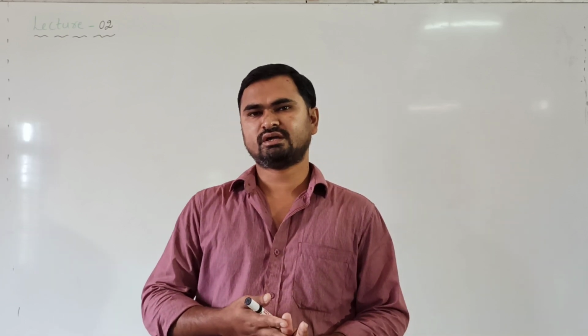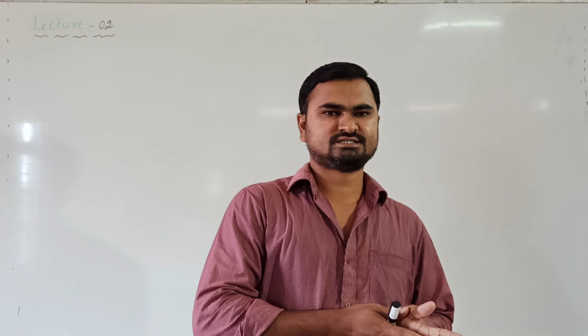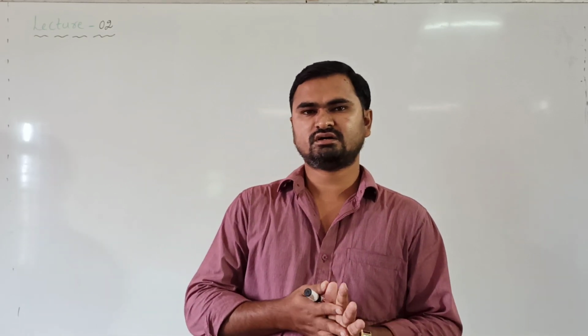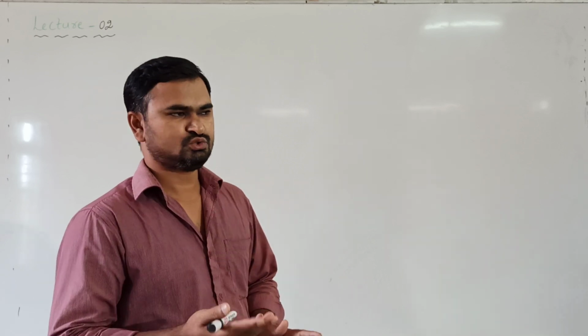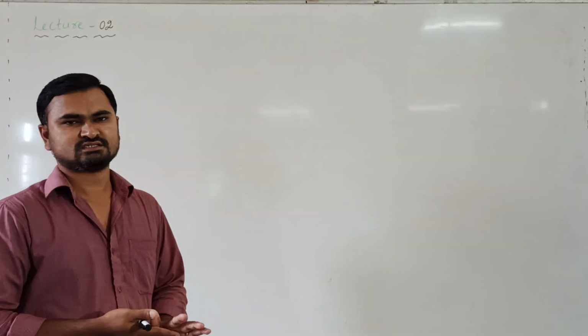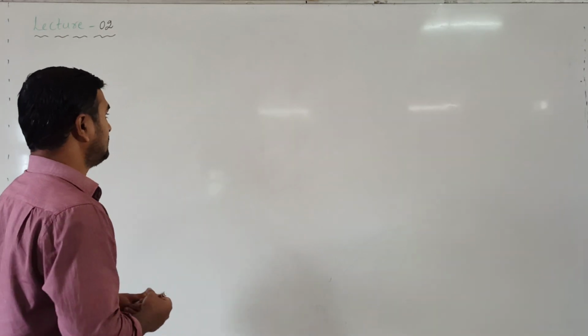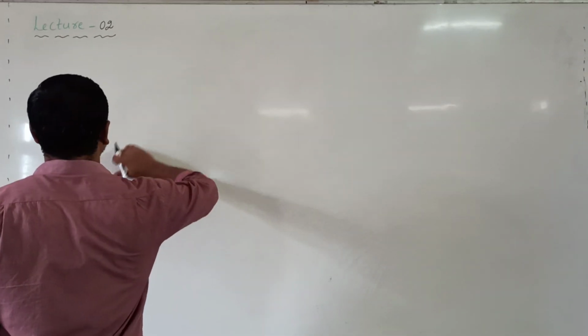Now if you want to compare one section's students with the other section's students, for comparison of two organizations or two sections or two persons like this, we need one more term. That is called the coefficient of variation.